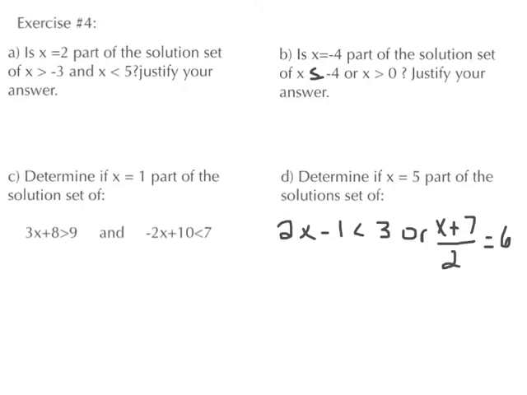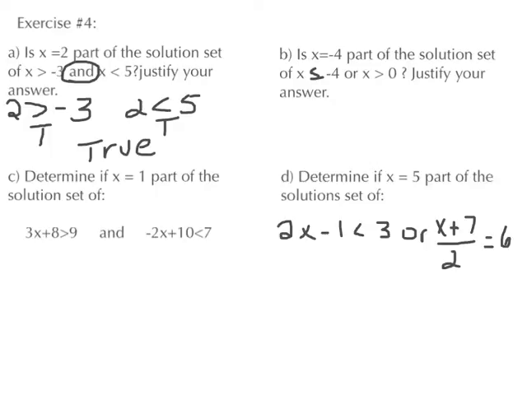Let's look right away at exercise 4 and put this to work. Exercise 4a, is x equals 2 part of the solution set of x is greater than negative 3 and x less than 5? So let's answer that one. Is 2 greater than negative 3? Ask yourself that. And yes, it is. That is a true statement. And is 2 less than 5? That is also true. So therefore, because both are true, this is a true statement.